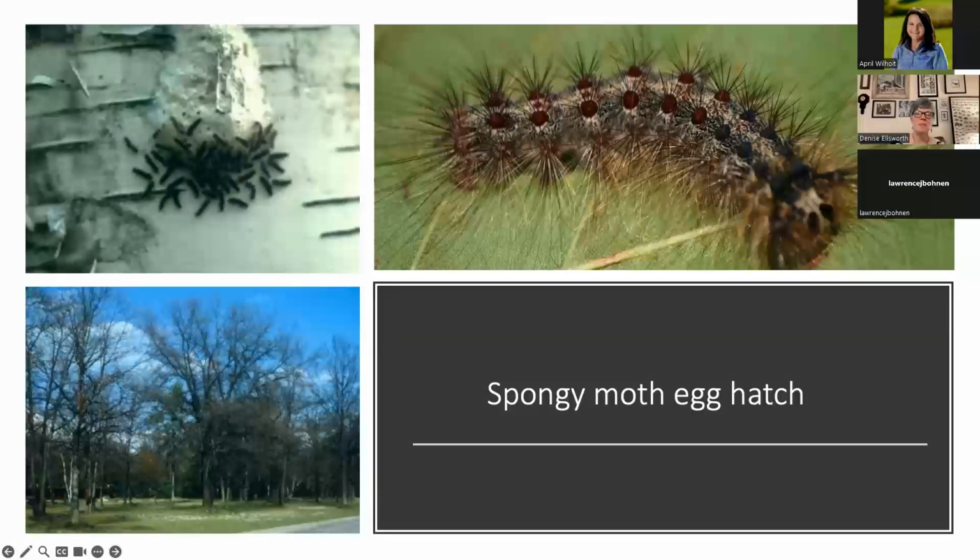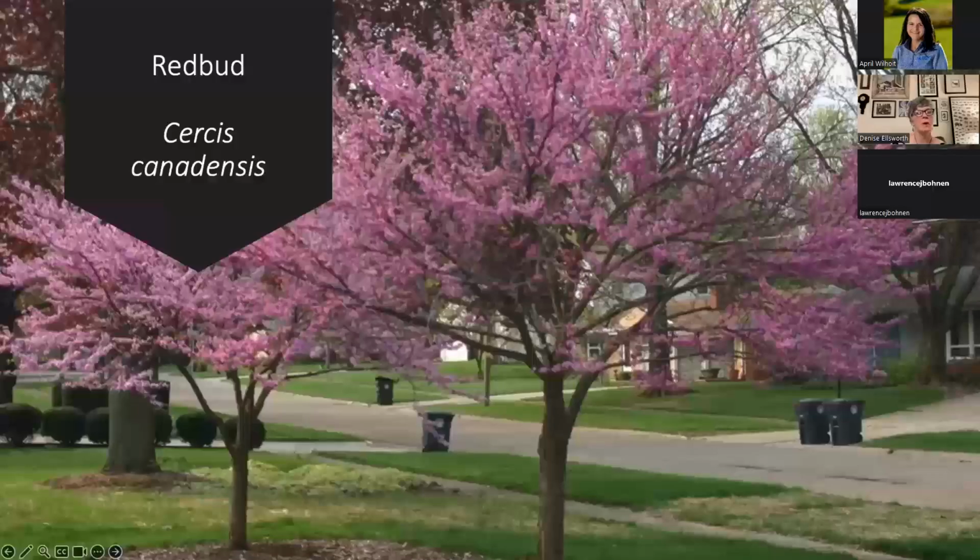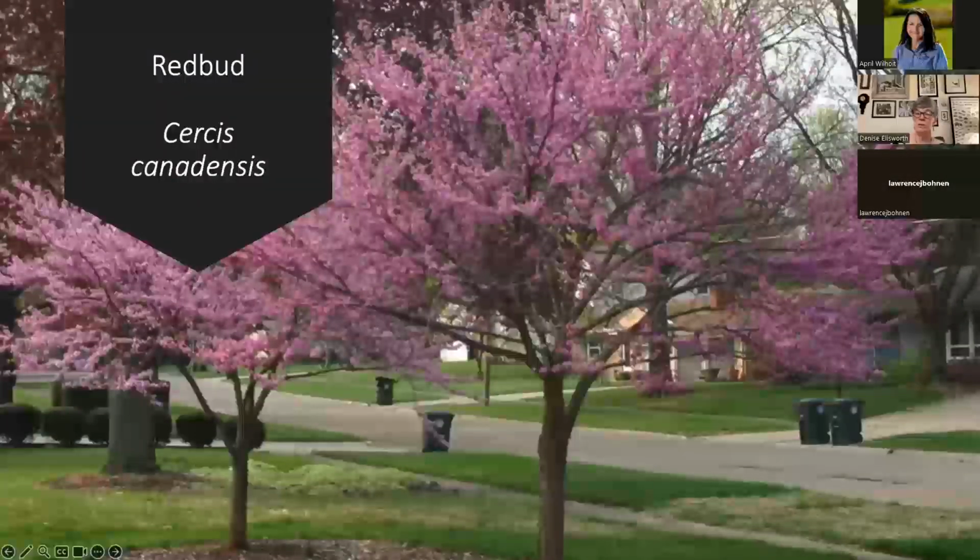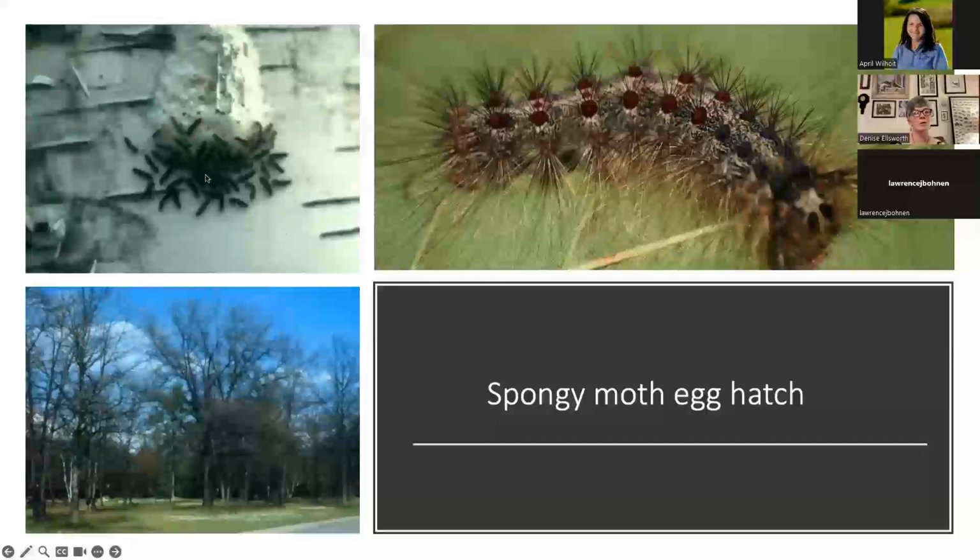So the name has changed. I think I said gypsy moth earlier. So spongy moth eggs hatch around the time that redbud is in bloom. So it can be a good way to monitor, looking for egg masses and those little caterpillars.